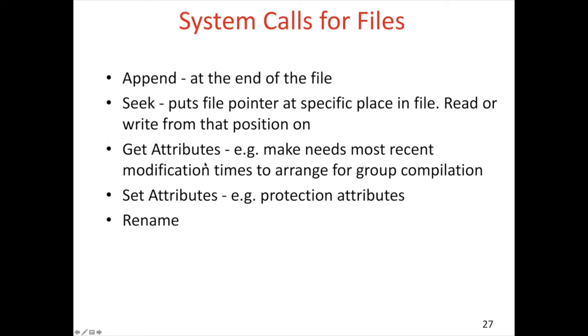Get attributes is used to read attributes. For example, make needs the most recent modification times to arrange for group compilation. Set attributes, for example, may be used to set protection attributes. Rename is used to rename a file.